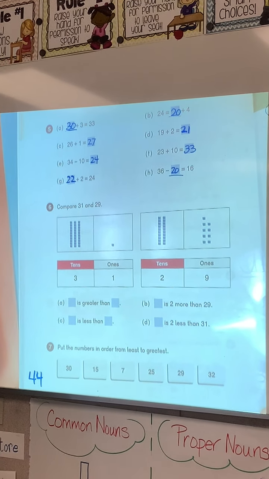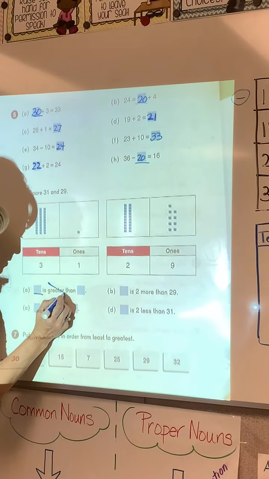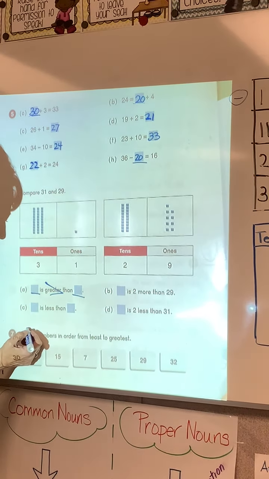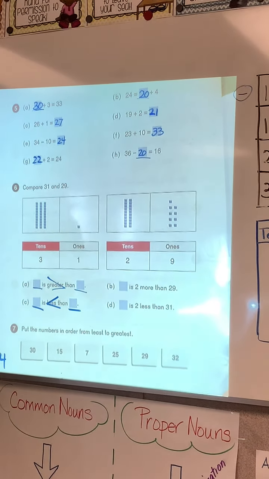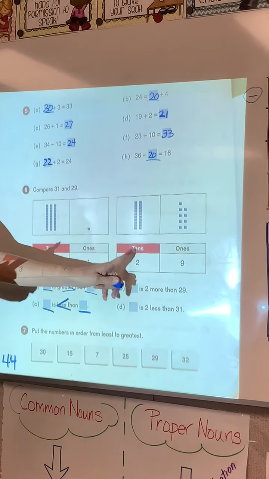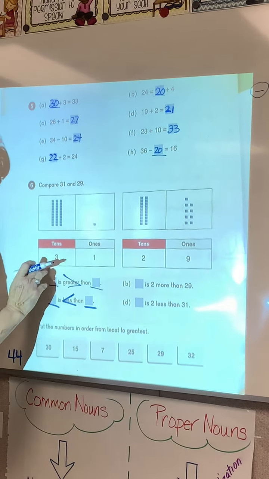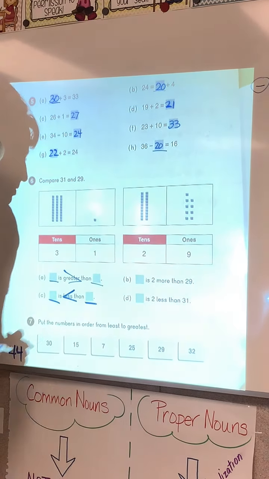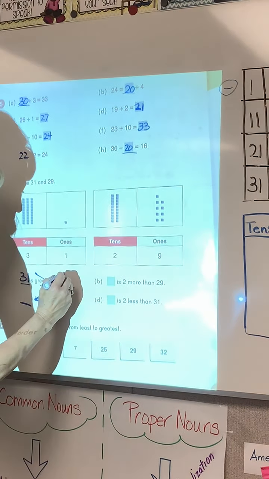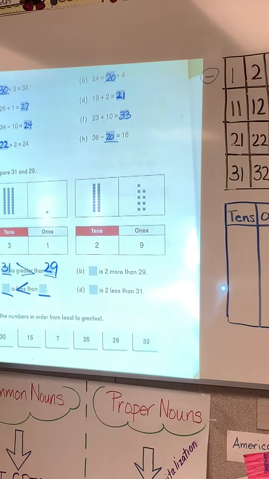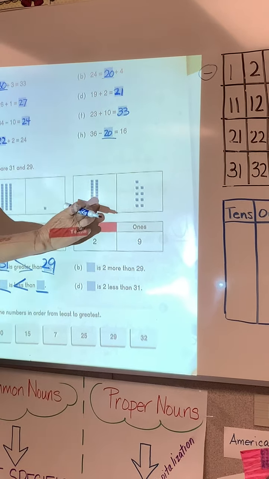All right, let's look at this. A says blank is greater than blank. And this one says blank is less than this number. So between 31 and 29, which one is greater? 3 10s is more than 2 10s. So we know 31 is greater than 29. There's 3 10s and there's 2 10s. 3 is more than 2.